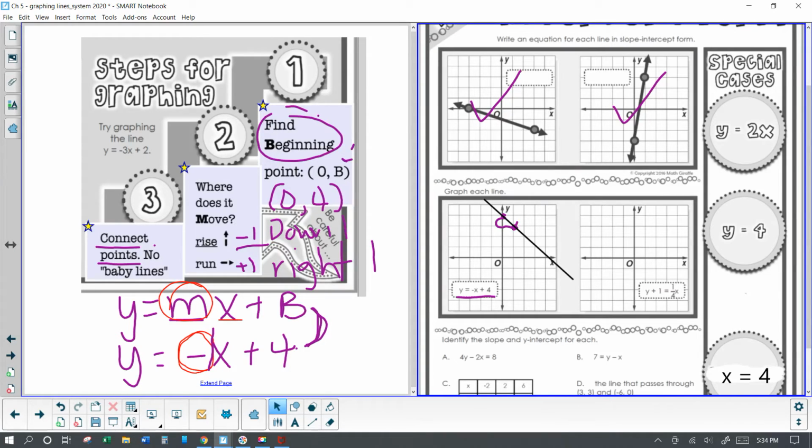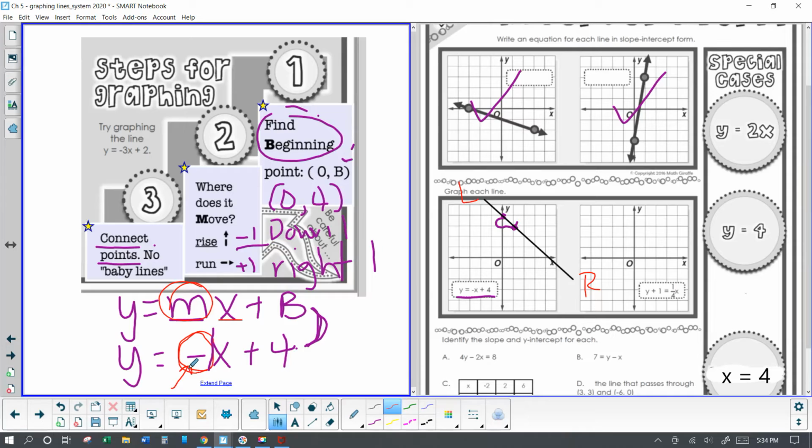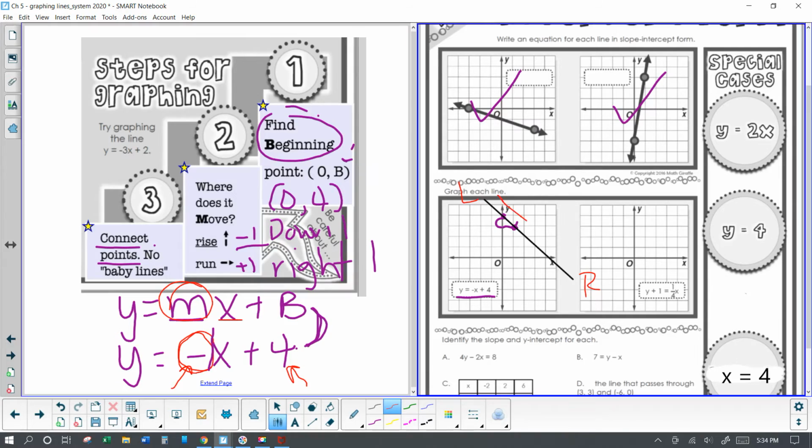Now take a look at this, because remember we said that a negative slope from left to right should be going down. So from left to right, this line is going down. I have this negative slope over here, and it's crossing at y = 4. So I can kind of check my work when I'm done. I can say, okay, well, I should have a negative slope here, and I do. So I'm just checking my work to make sure my line looks like I think it should when I'm done.